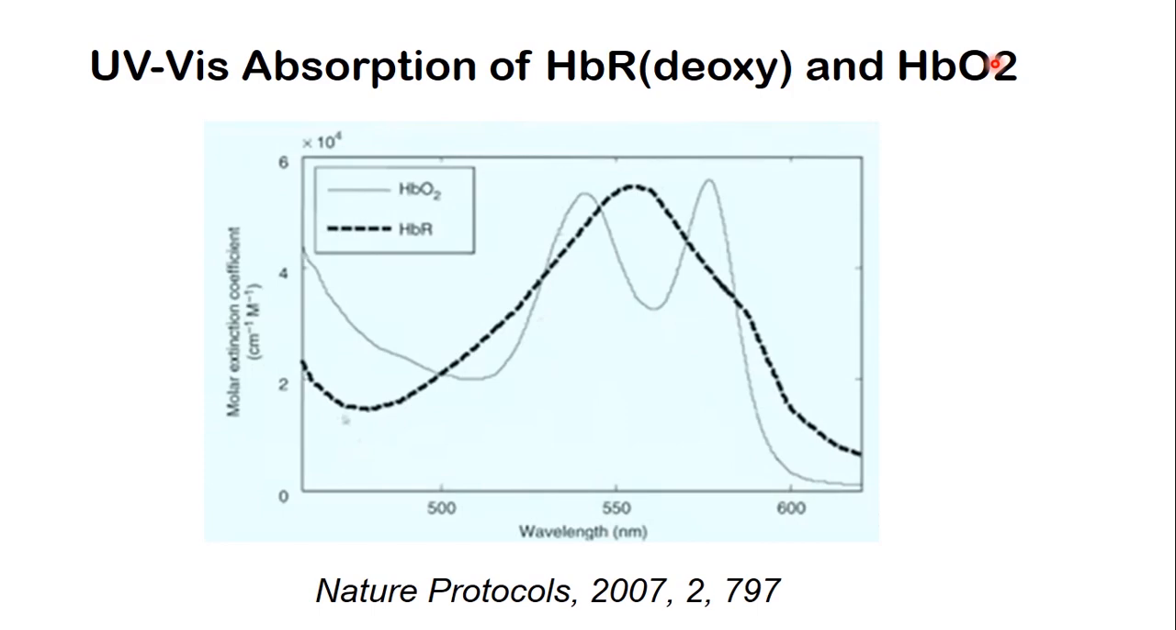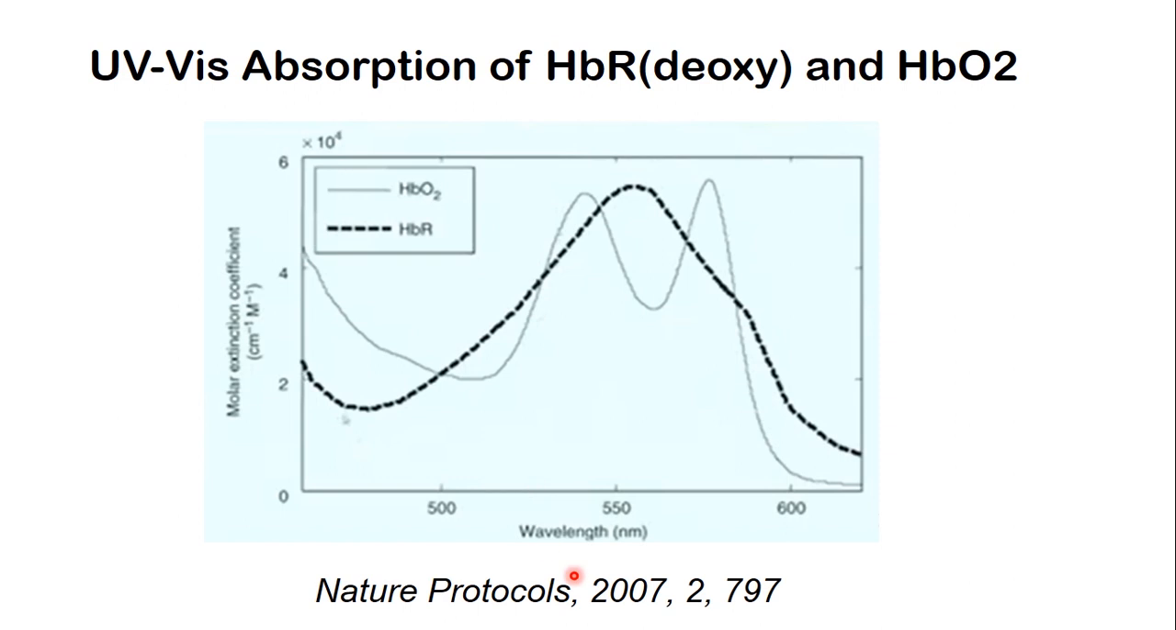So how do we differentiate between the oxygenated form and the deoxygenated form of hemoglobin? So this HbR represents reduced hemoglobin. Why is it reduced? Reduction is nothing but gain of hydrogen and loss of oxygen. So since there is no oxygen, it is called reduced hemoglobin. So this reduced hemoglobin is this dotted line.